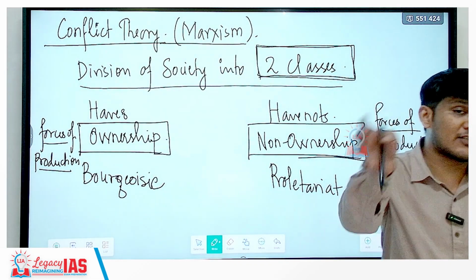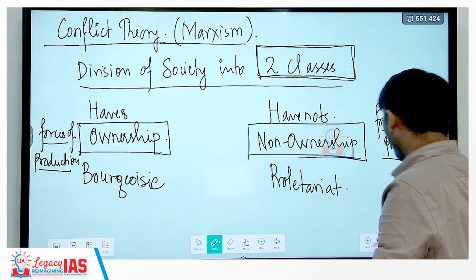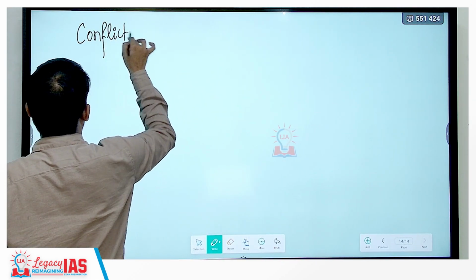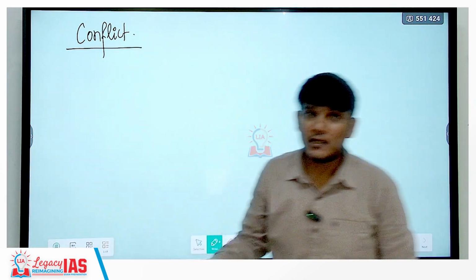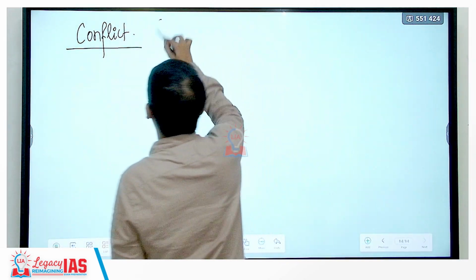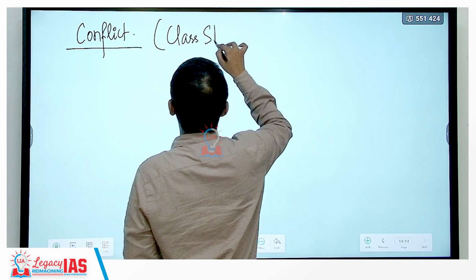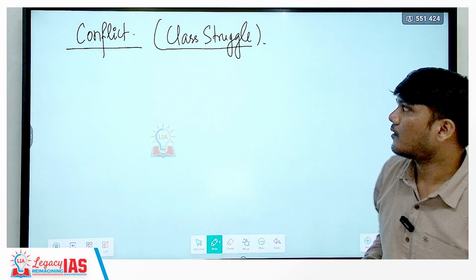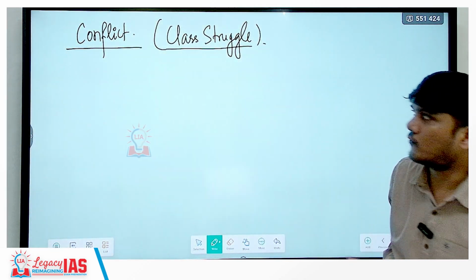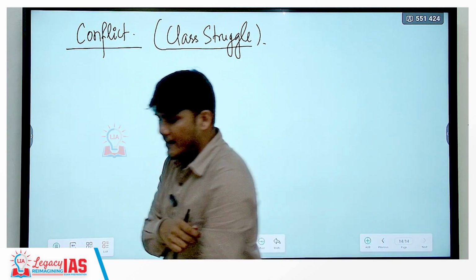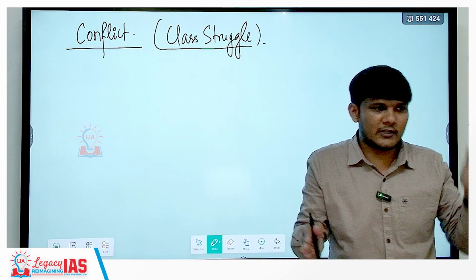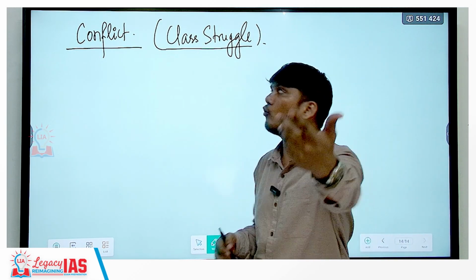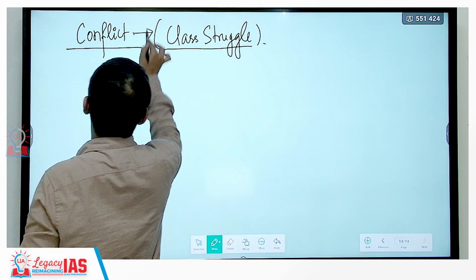And when the society is divided into these two classes, what will happen? Conflict will happen. This conflict, Marx says, is nothing but the class struggle. This is another topic which you will be reading under Karl Marx, class struggle. And the class struggle will be between just two classes. So, since the society is divided into two classes, the owners, non-owners, have-nots, that is bourgeois and the proletariat, that would lead to friction, that would lead to conflict, and conflict is nothing but class struggle.